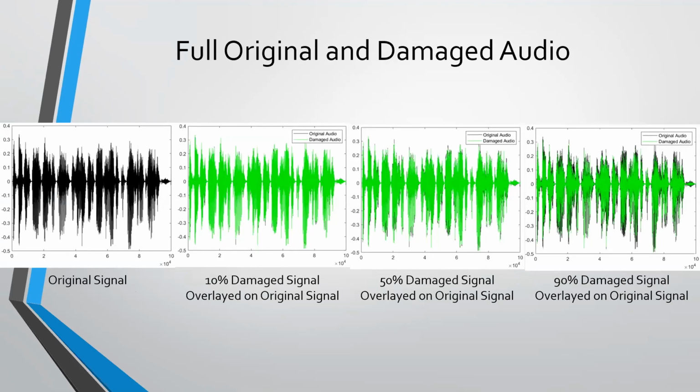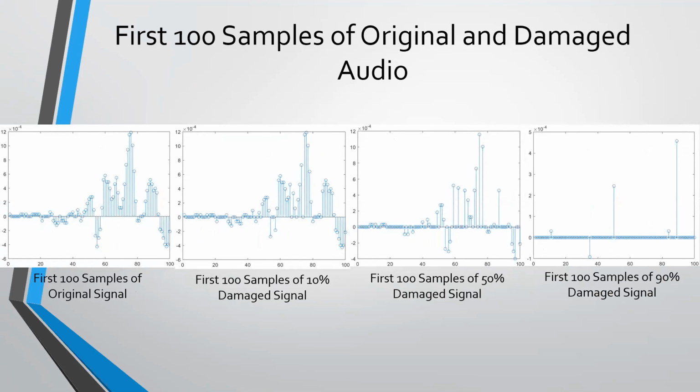Here are plots of the full 100,000 samples showing the original signal and the 3 damaged signals in green, overlaid on the original signal in black. These plots may not display the level of damage adequately, so we'll look at the first 100 samples of these plots. With these plots, the significant differences between the original signal and the 3 levels of damage become much more perceivable.